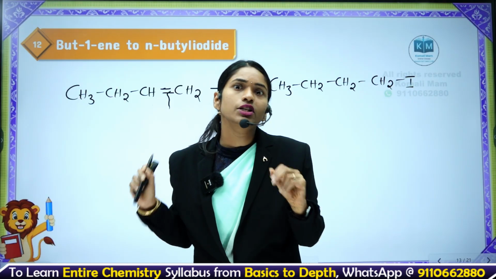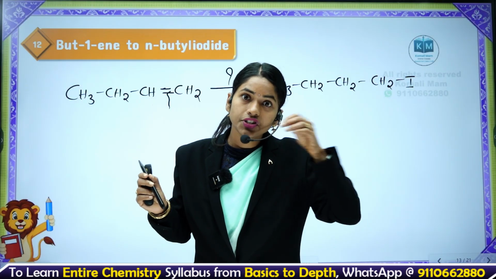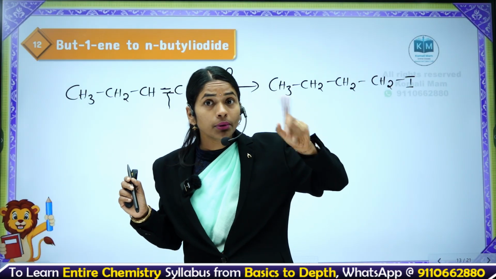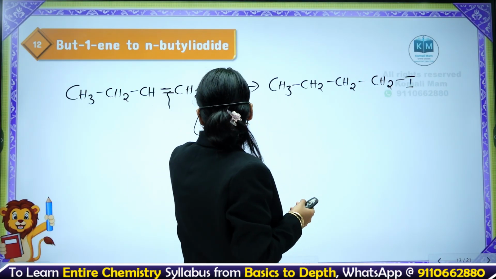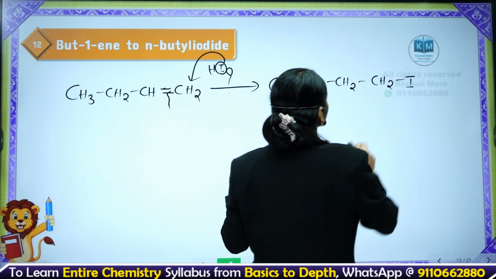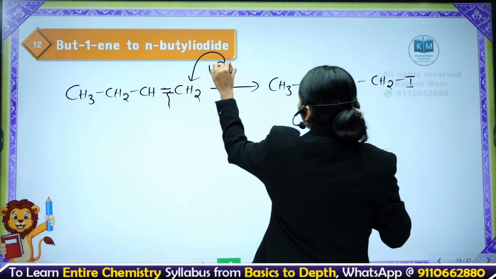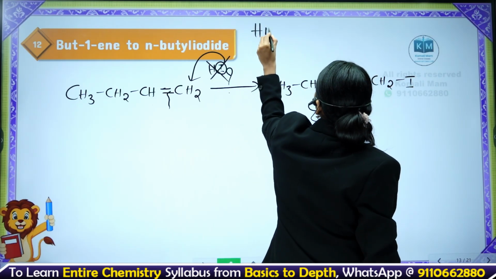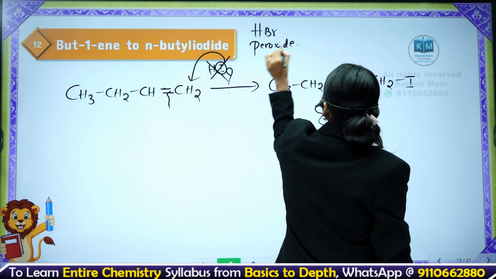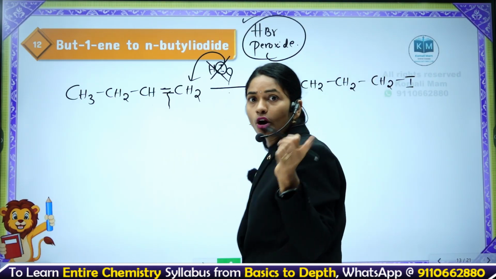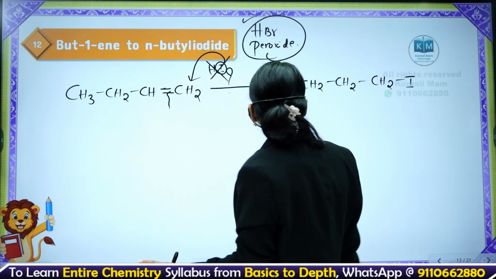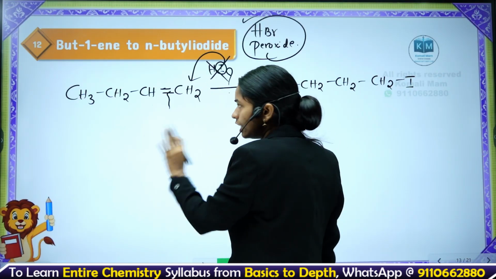If HI is the difference, what you have to do? Directly add HI, but you want anti-Markovnikov's rule. What do you mean by anti-Markovnikov's rule? The negative part comes and attacks the carbon having more hydrogens in the double bond. So this I is coming here, but no, HI doesn't do anti-Markovnikov's rule. Only HBr, this is an important tip you should put in your mind. Only HBr in presence of peroxide shows anti-Markovnikov's rule. No other thing shows it. So this HI direct addition is not possible.